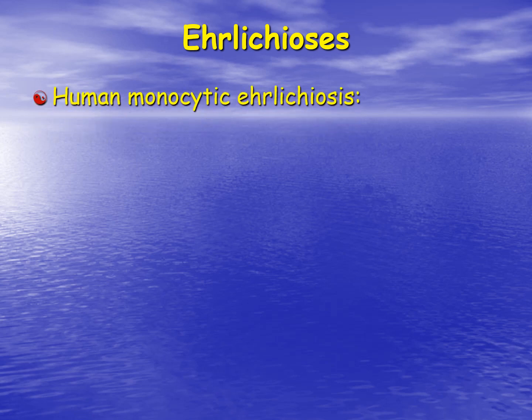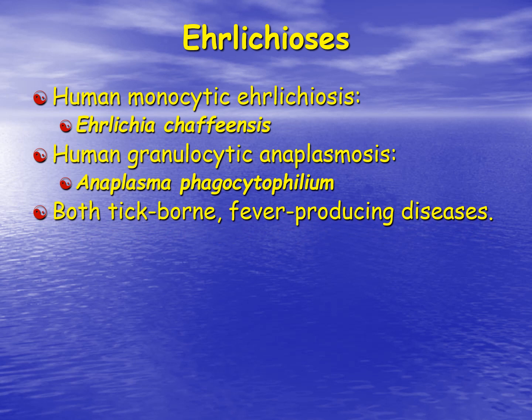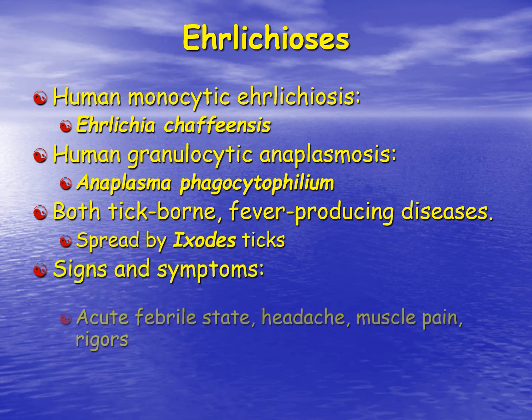Now let's turn our attention to ehrlichiosis. Human monocytic ehrlichiosis is caused by Ehrlichia chaffeensis. This is the most common Ehrlichia species that we see causing ehrlichiosis in humans. Human granulocytic anaplasmosis is caused by a cousin of Ehrlichia called Anaplasma phagocytophilum. Anaplasma was once classified as an Ehrlichia organism, but has since been reclassified. Both of these bacteria are tick-borne fever-producing diseases, and they are spread by the Ixodes genus of ticks.